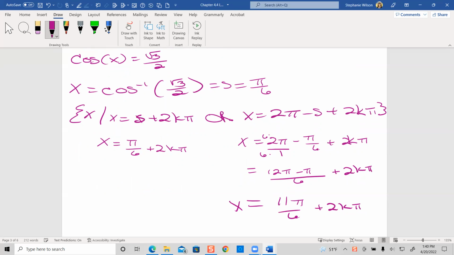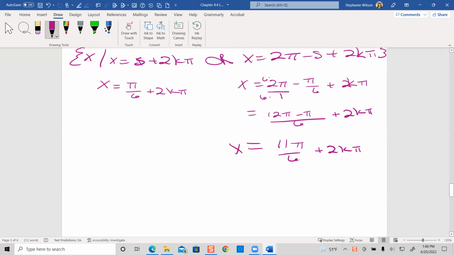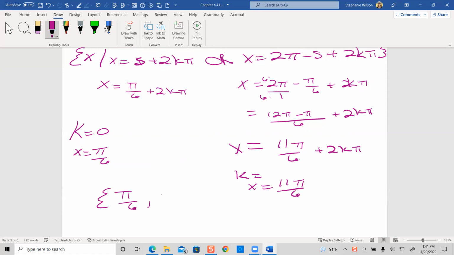And now we can find some real values by plugging in 0 for k. When I plug in 0 for k, I get one value of pi over 6. Plug in 0 for k here, I get one value of 11 pi over 6. Those would be good enough, but you can plug in 1 for k, 2 for k, and so on. It just depends on how many values they want on your assignment.